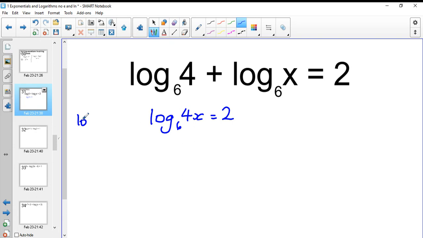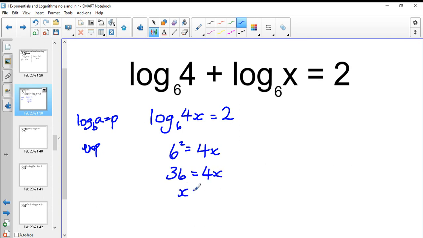So this is now in log BAP form. So we're going to go into the exponential form. Base 6, 6 to the power 2 equals 4x. And you can see now we've got a very simple little equation that we can solve. So by combining the logs and getting it into this form, we can get rid of the logs.